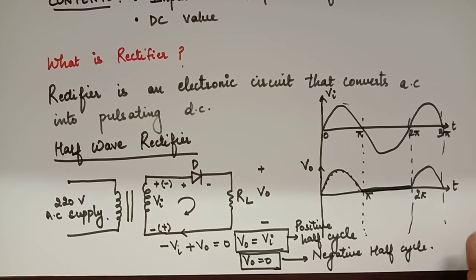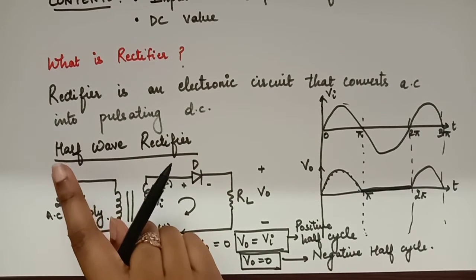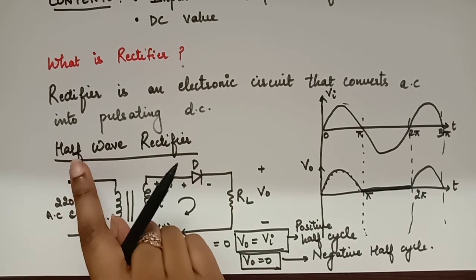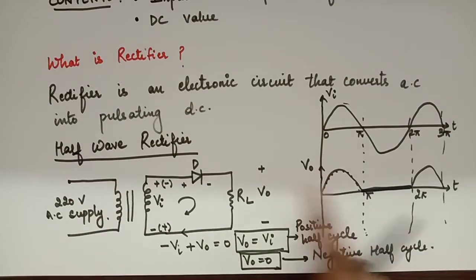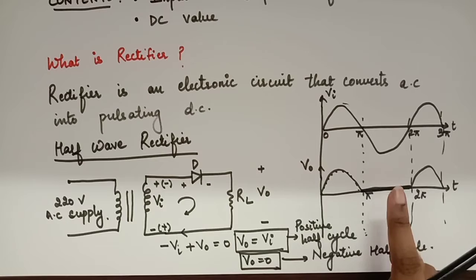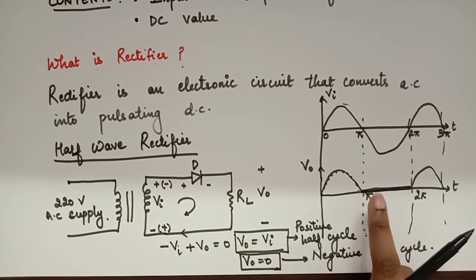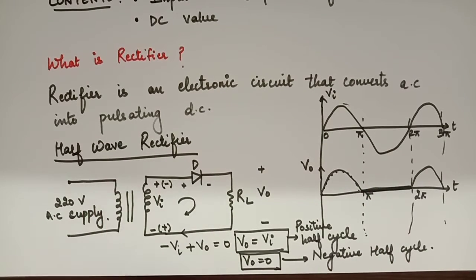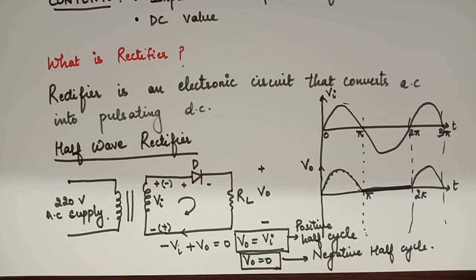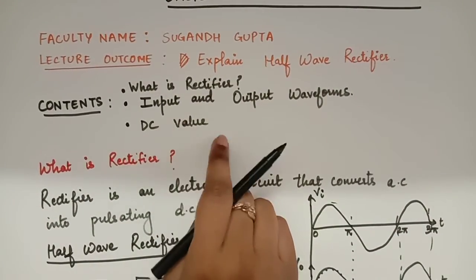So this is the half wave rectifier. Why half wave? Because a half wave rectifier is so called because it delivers power to the load only during one half cycle, and during the other half cycle it is 0. So it conducts only for one half cycle, therefore it is a half wave rectifier. Now according to our contents, let's calculate the DC value also.